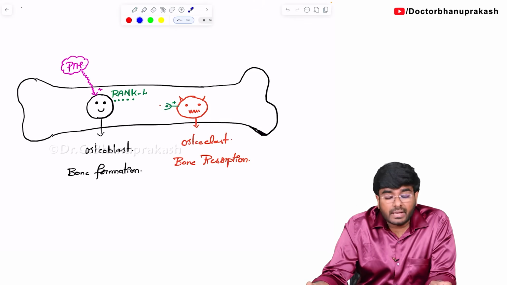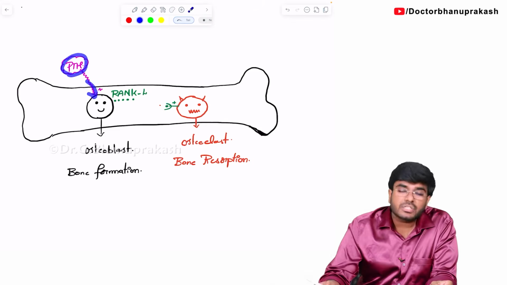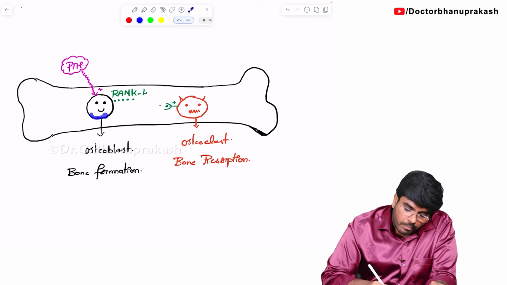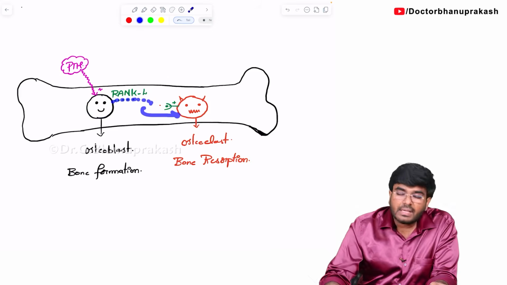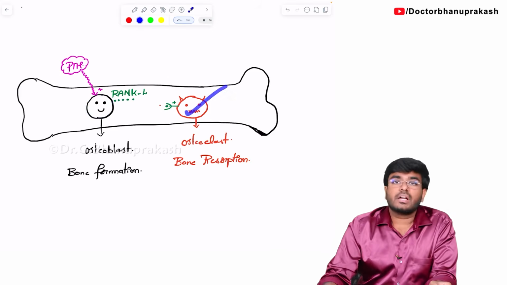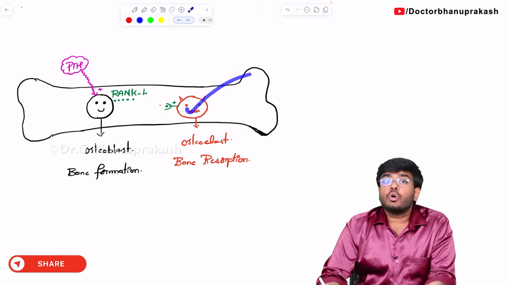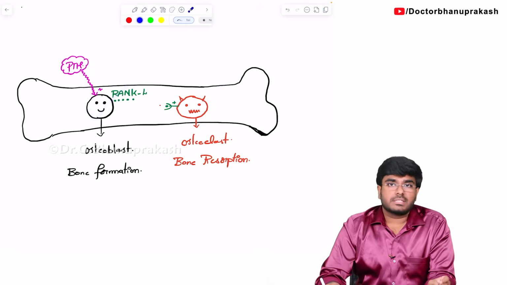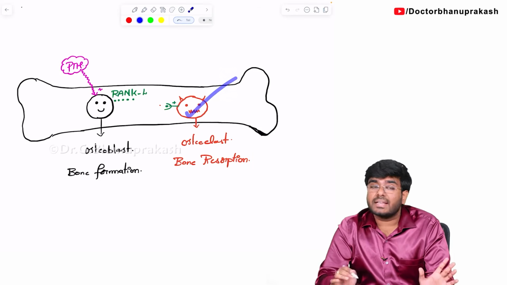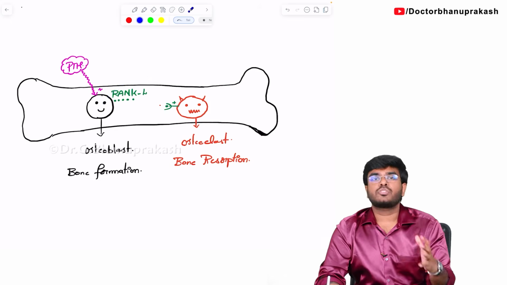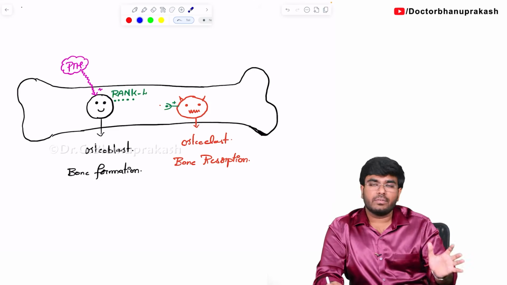So, RANK receptors are present where? The RANK receptors are present on the osteoclast. Parathyroid hormone receptors are present on the osteoblast. It's the osteoblast which is going to secrete the RANK ligand and the RANK ligand is going to come and activate the osteoclast. Now, this activated osteoclast is going to cause the bone resorption. So, the activity of the osteoclast is regulated by the osteoblast. This is the most important point which I want you to know. The osteoclastic activity is regulated by whom? It's the osteoblast. Osteoblast will tell the osteoclast when to do the bone resorption, how much to do the bone resorption. The activity is regulated.